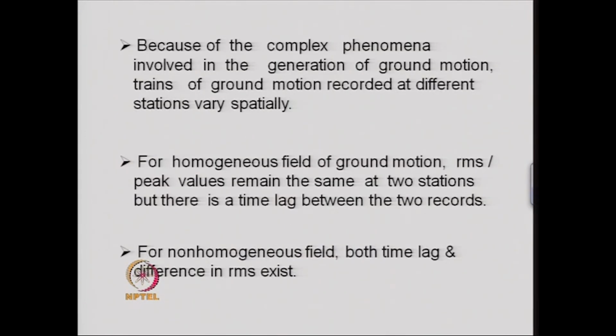Because of the complex phenomena involved in the generation of ground motion, ground motion recorded at different stations varies spatially. For a homogeneous field of ground motion, root mean square or peak values of ground motion remain the same at two stations, but there is a time lag between the two records. For a non-homogeneous field, both time lag and difference in RMS exist.